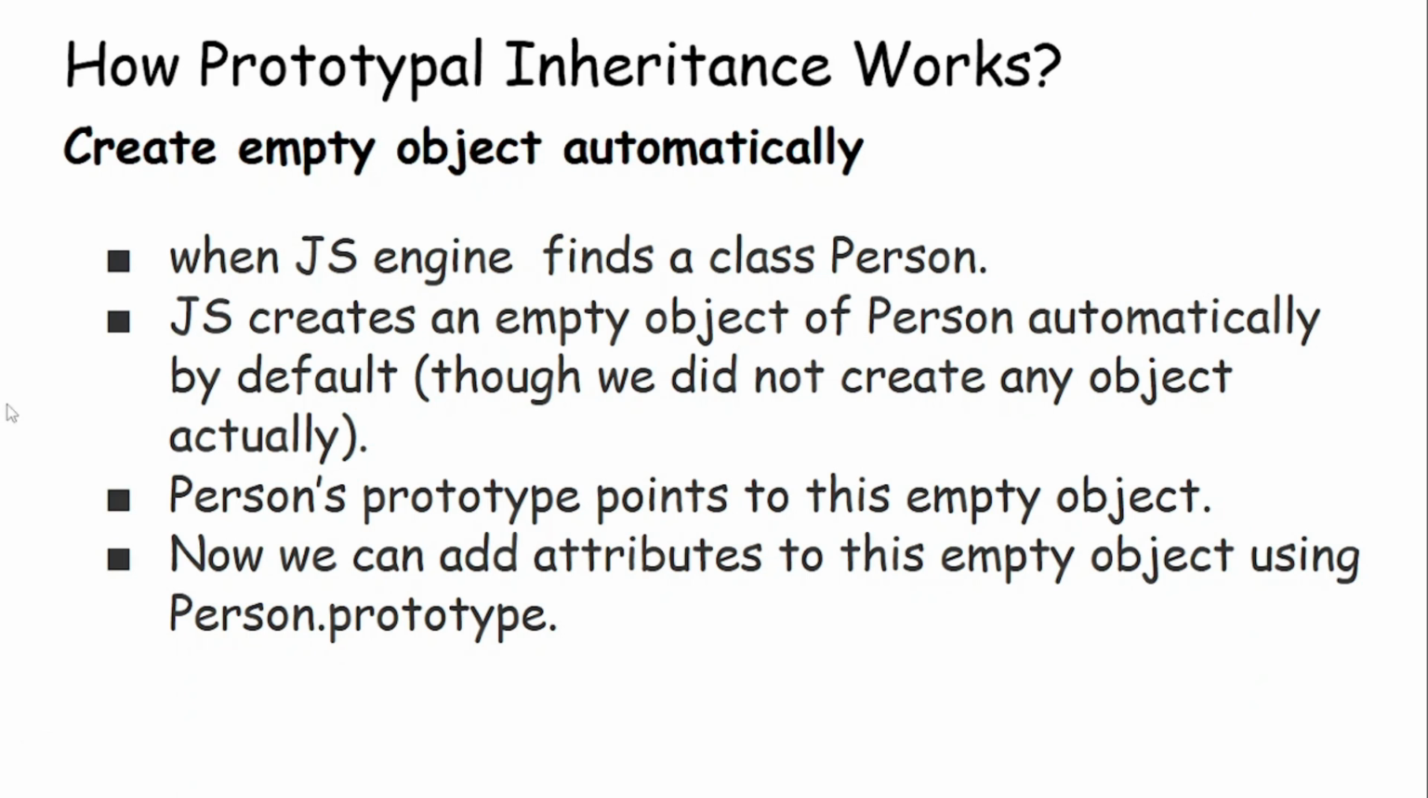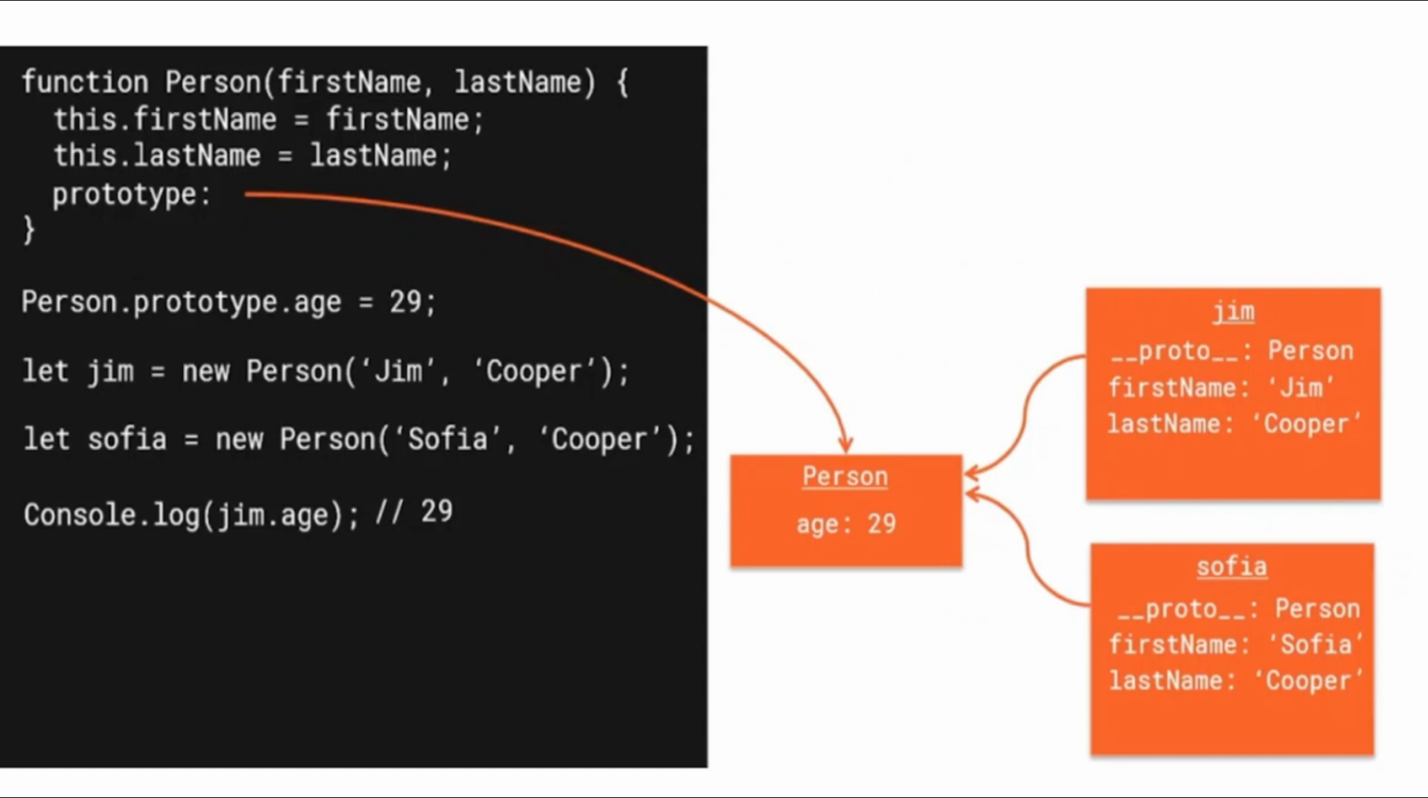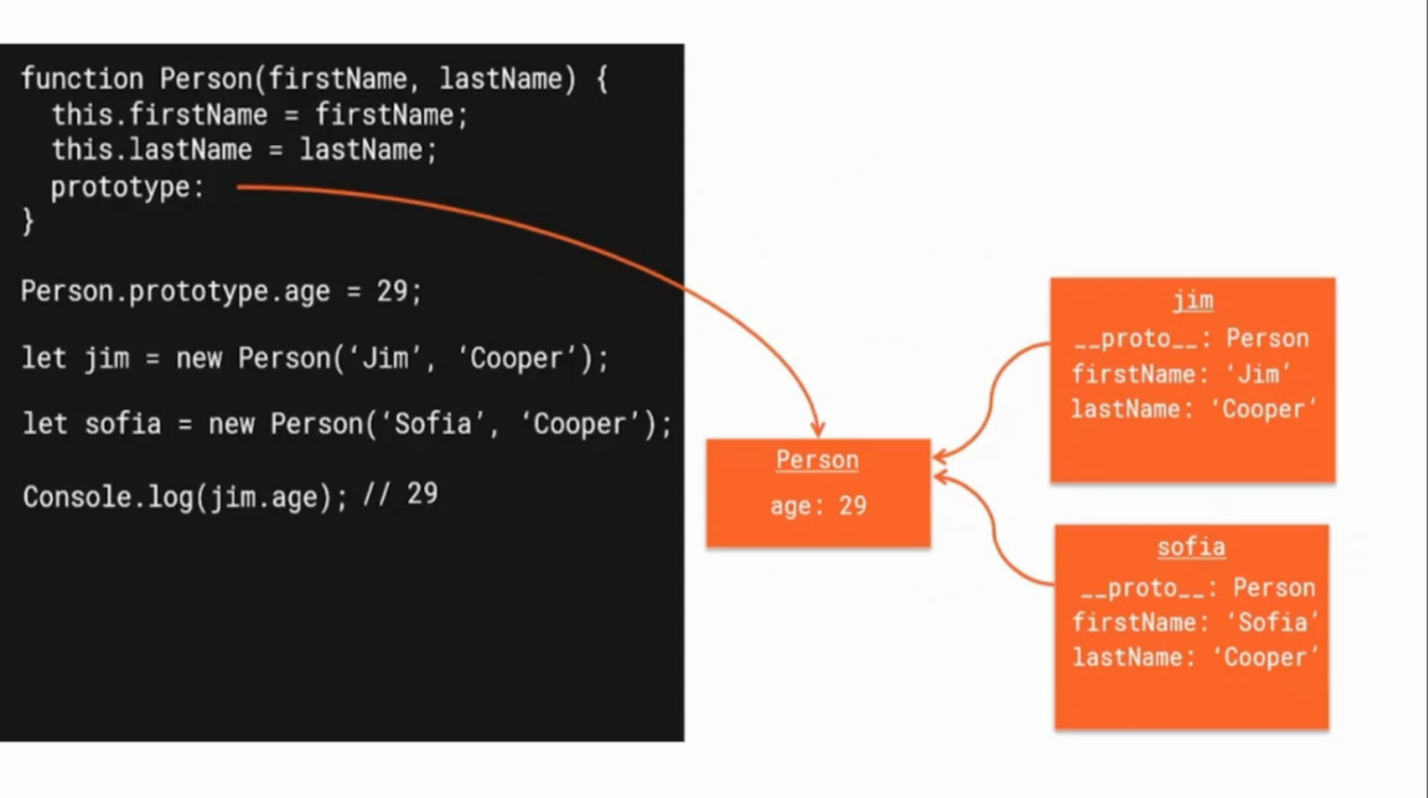So how does prototypal inheritance work? Say there's a class Person. The moment JavaScript finds there's a class Person, it creates an empty object by default. Now Person's prototype points to this empty object. We can add any attribute to this empty object using Person.prototype. Let's see. We are assigning 29 to Person.prototype.age. So for the newly created objects Jim and Sophia, the age will be 29. If we console log Jim.age or even Sophia.age, we'll get 29 as our output.